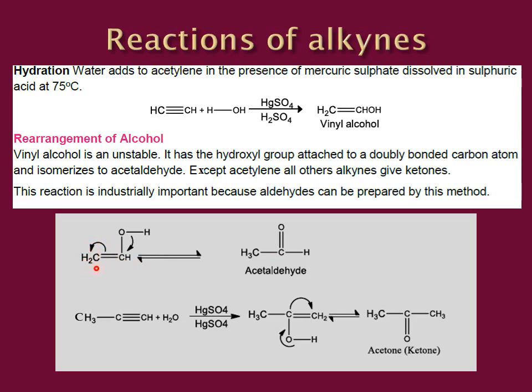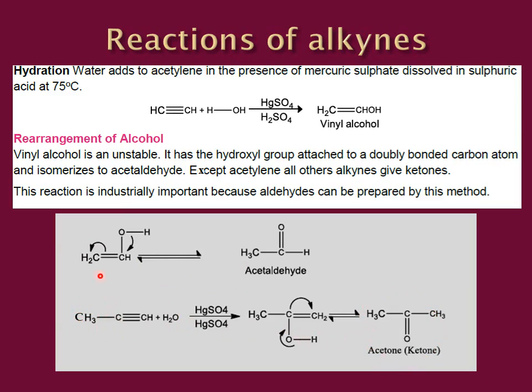CH3, C double bond O and H. Now, except acetylene, if we are having any other alkyne, it is going to give a ketone. Why? Because over here, instead of CH2, we are having CH3. So internal rearrangement of this alcohol is going to yield a ketone.